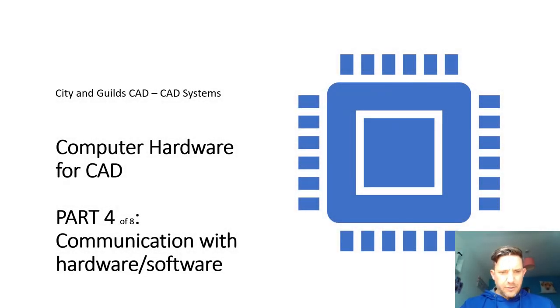Hello and welcome to part four of this CAD systems exam preparation for the City and Guilds level 3 CAD exam. In part four, we're going to look at communication between hardware and software.